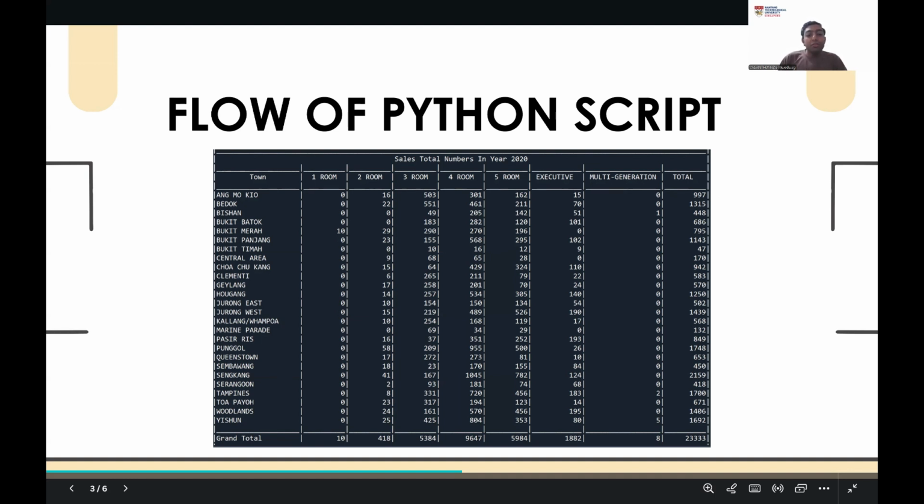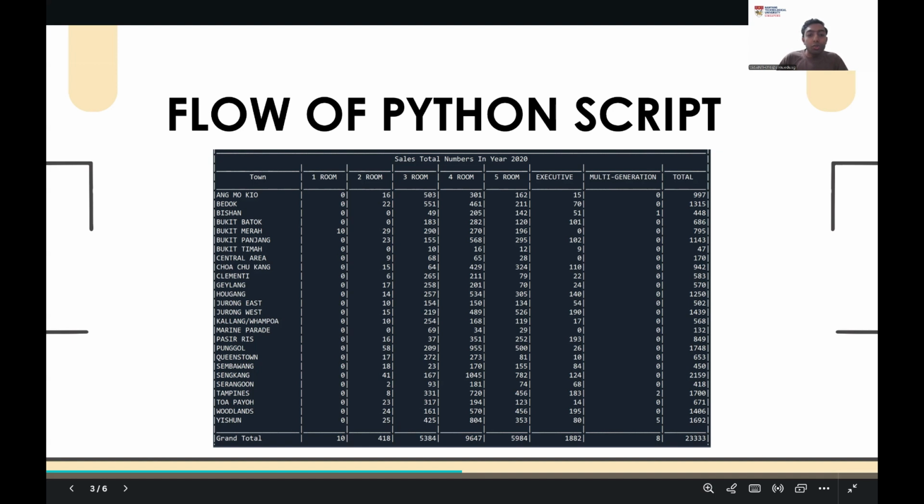Next, I summarized the sales data using the sales summarize function, which helps to organize the data by township and flat type. It also creates a dictionary structure where it saves each town's sales, and we can see that the total column also shows the overall sales volume for each township.